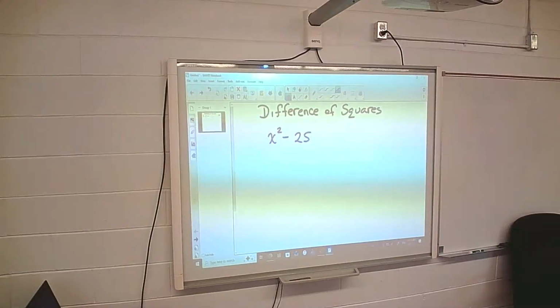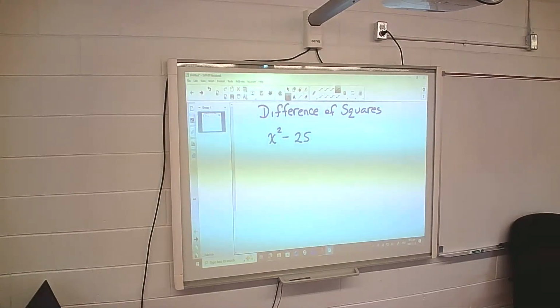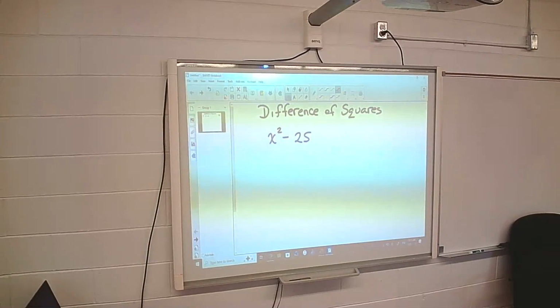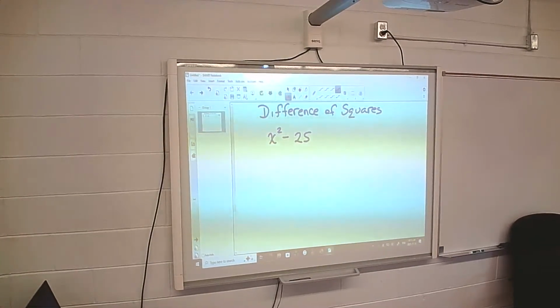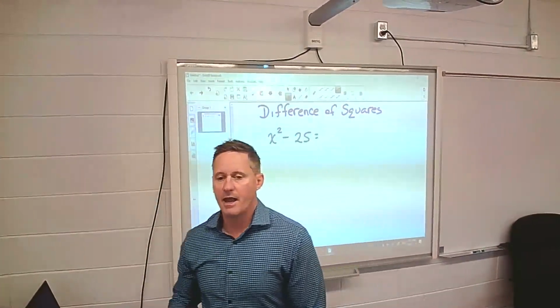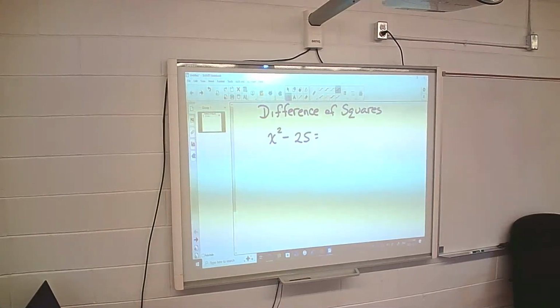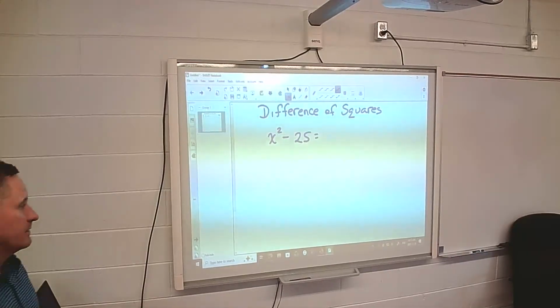And what I mean is this. Is the first term a perfect square? Yeah. Can you square root it and come out with something that I can multiply together? Yeah. How about the second term? Yeah. If I square root 25, what do I get? 5. There are two ways to look at this. The first way is to understand simply this. If it is a perfect square, subtract a perfect square, it will factor to the exact same thing every single time. That's the one way.